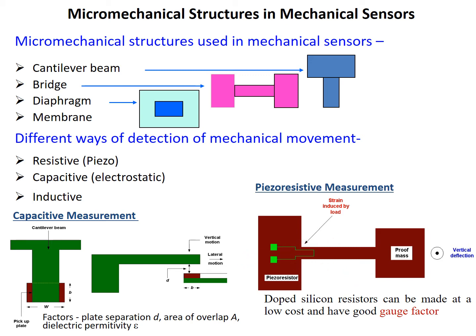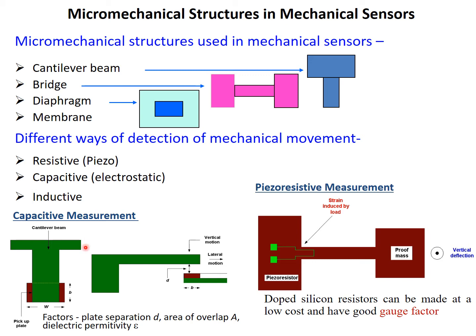Whenever some force is applied on this cantilever structure, the strain gauge or the piezoresistor will experience the stress and accordingly its resistance will change. It can be converted into electrical output with the help of some Wheatstone bridge type of circuits. And as we said, doped silicon resistors can be used to make this type of piezoresistors.